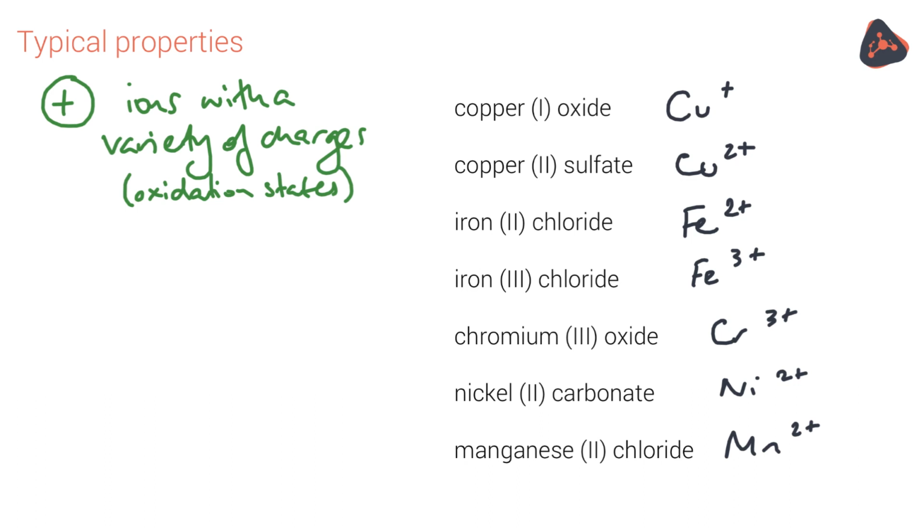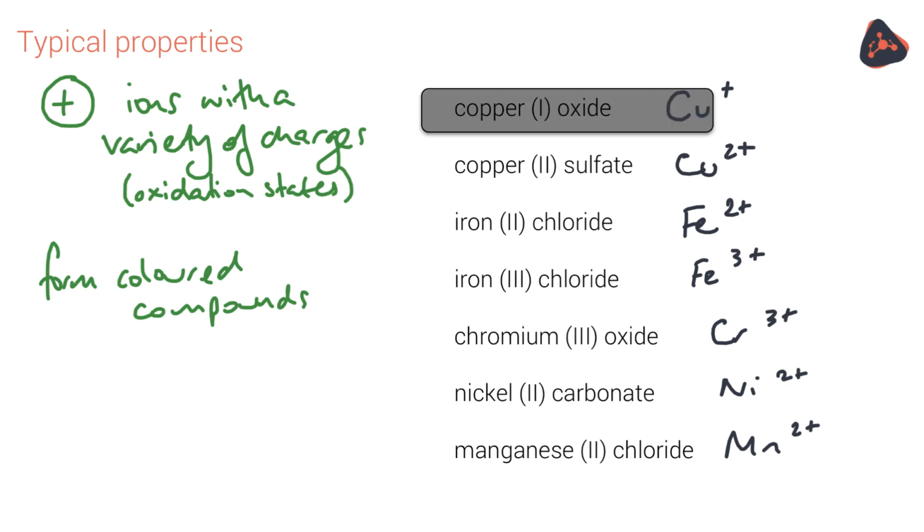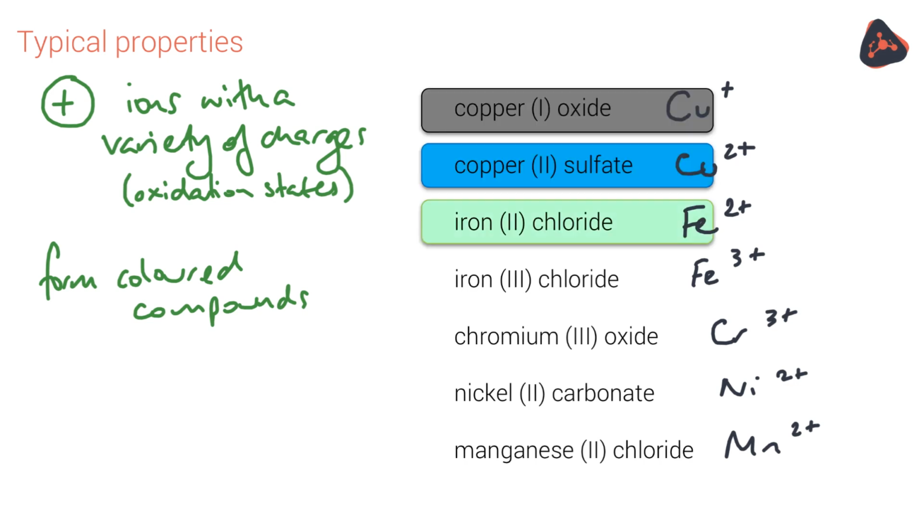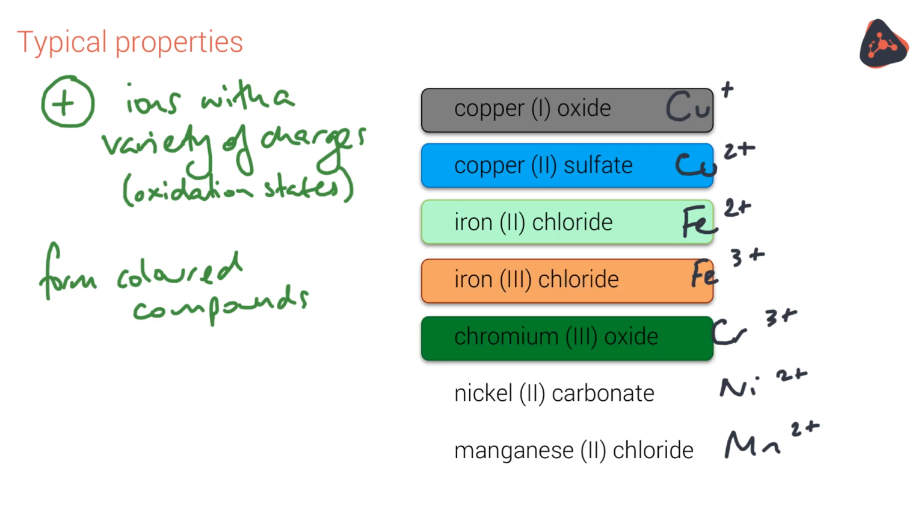Another typical property of transition metals, which is different from other metals, is that they form coloured compounds. Each ion has its own characteristic colour. So for example, copper 2 is characteristically that bright blue colour you might recognise from copper sulfate. Iron 3 is a dark orange colour, which is the colour of rust. Chromium 3 is a very dark green, and manganese 2 is a very pale pink.